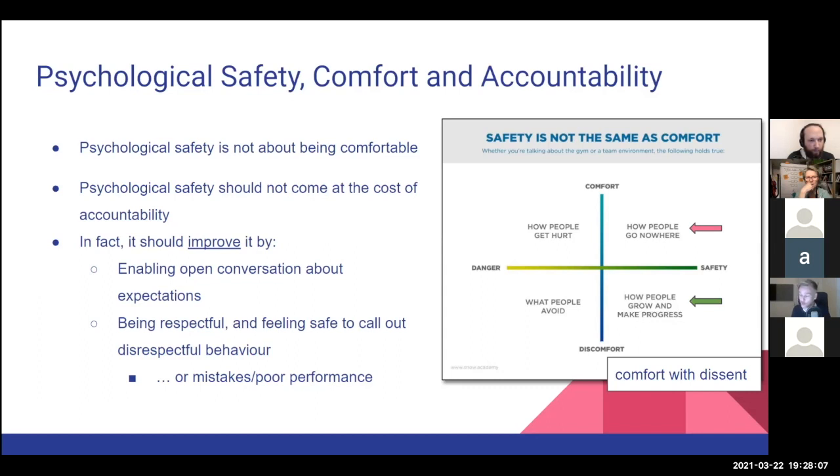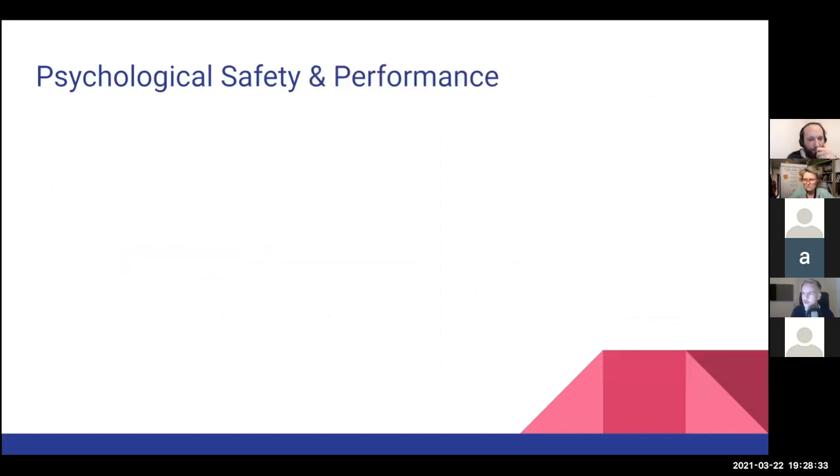Psychological safety, in fact, enables accountability because it's about opening up and having conversations. And in being respectful and open, you should also feel psychologically safe to call out disrespectful behavior, or even other people's mistakes, or even perhaps poor performance, which is another common thing that is discussed when it comes to psychological safety. Well, how does it relate to performance exactly?